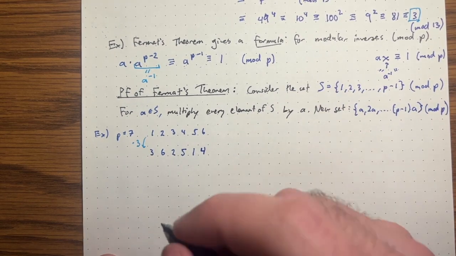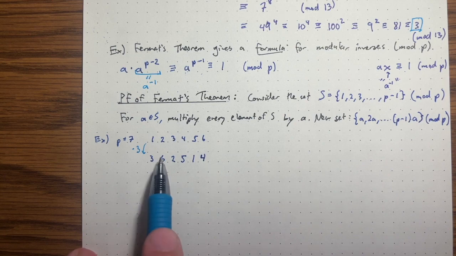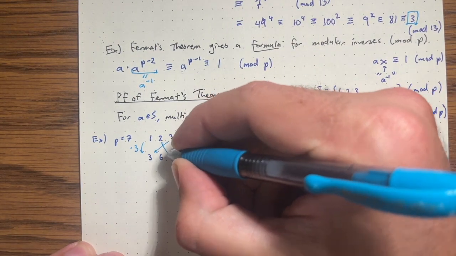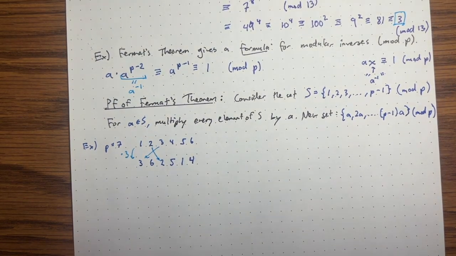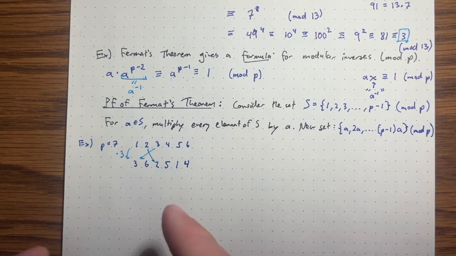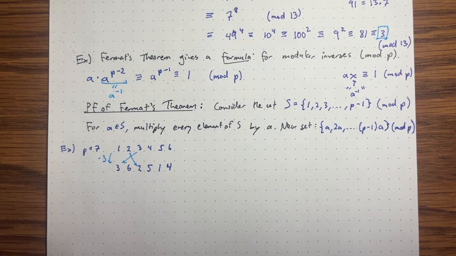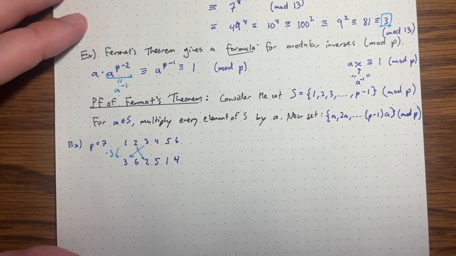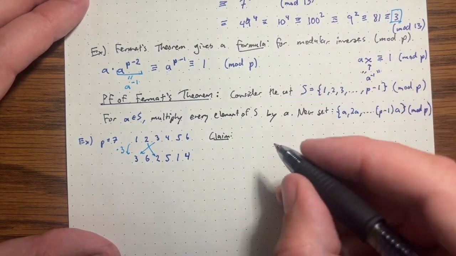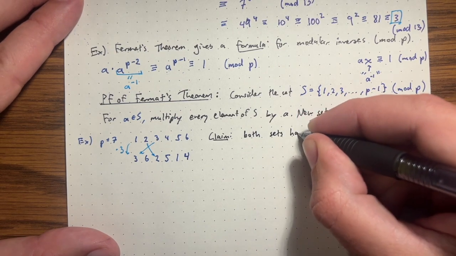So do you notice anything here? Well, I get all the same elements. They're mixed up, of course, but the 3 is there, the 2 goes there. But I get some permutation of my set S. So it's the same set, it's just that things are reordered. Here's what I want to claim: both sets are the same, they have the same elements.